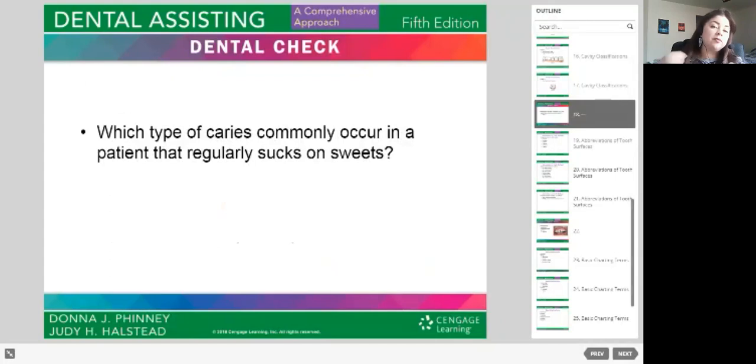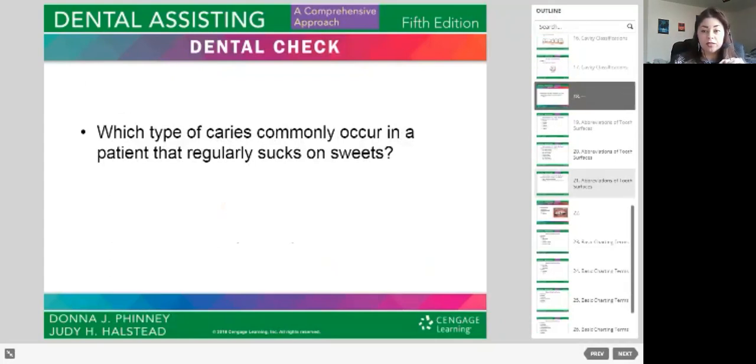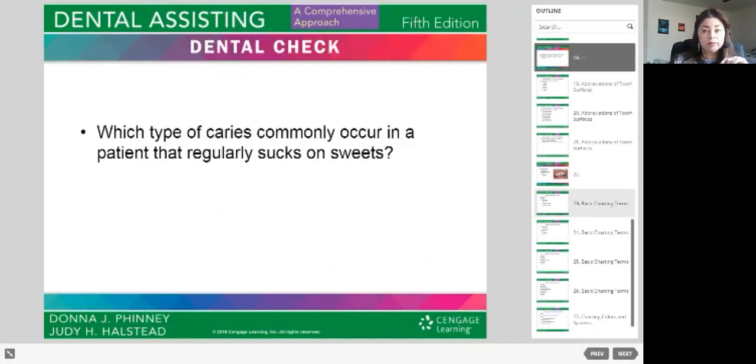Okay, so which type of caries commonly occurs in a patient that regularly sucks on sweets? And if you remember, we talked about that. Class 5.